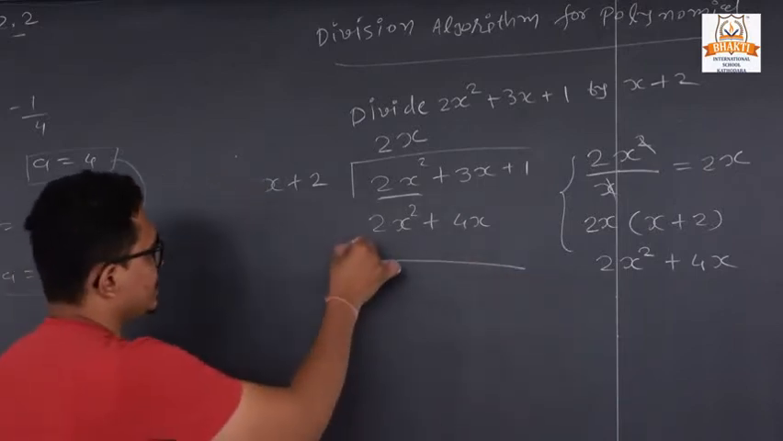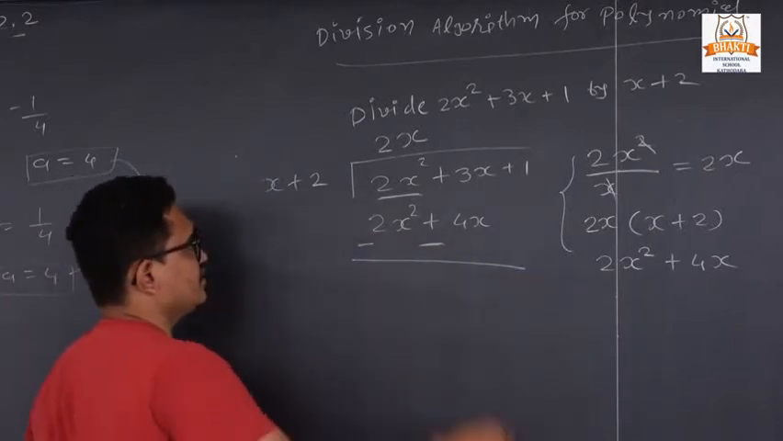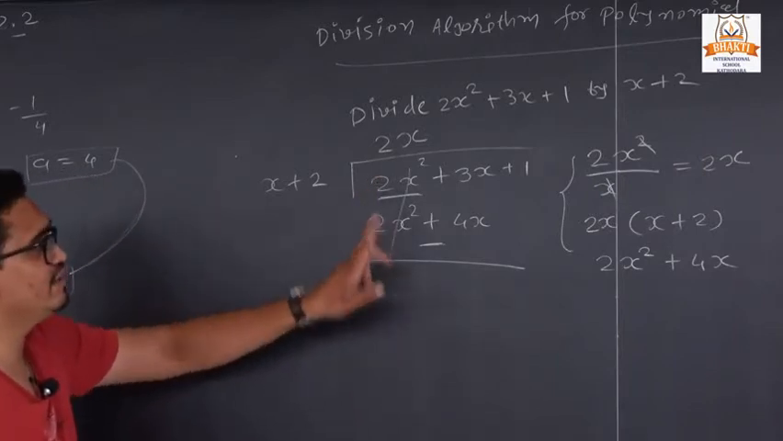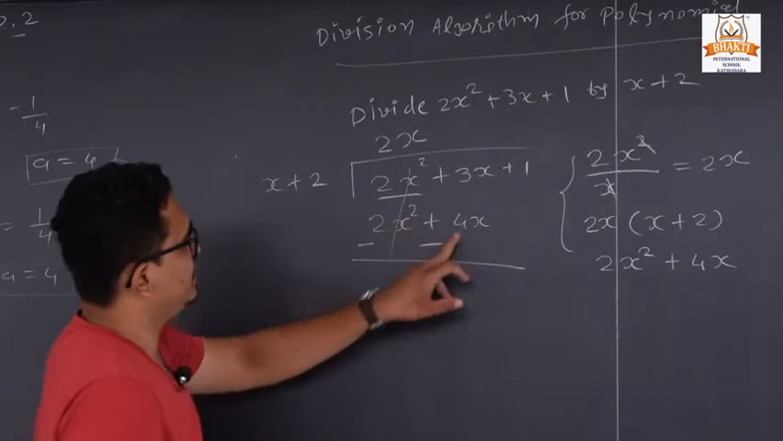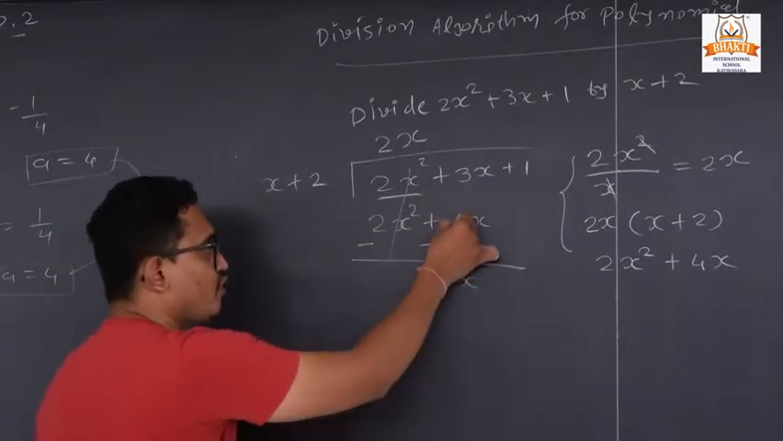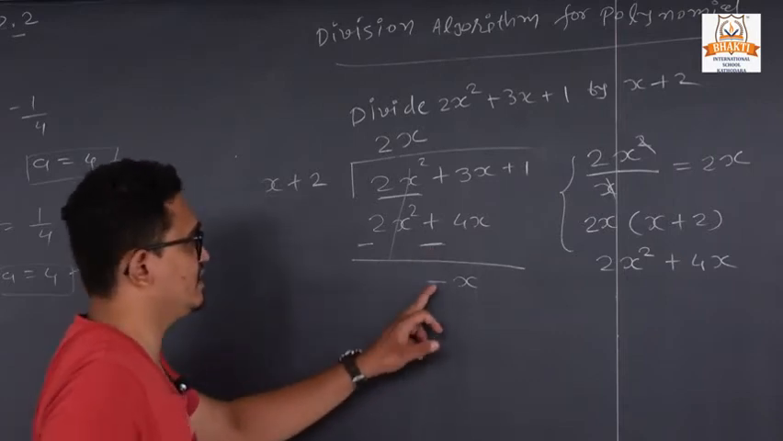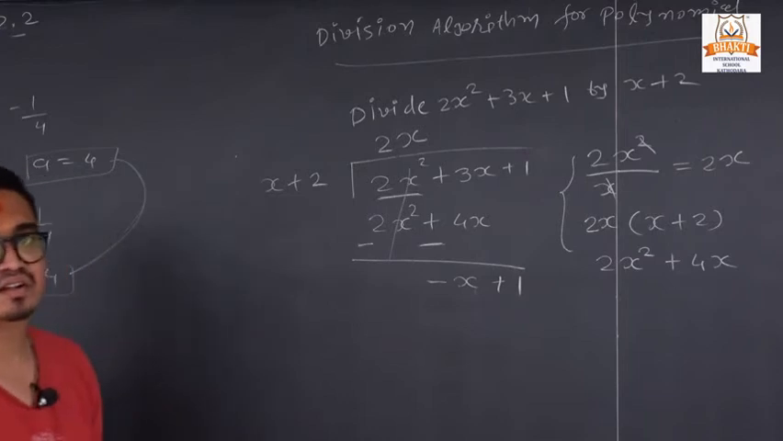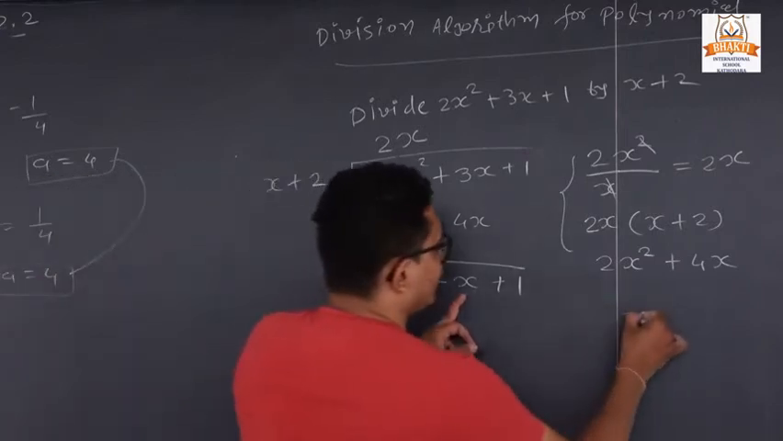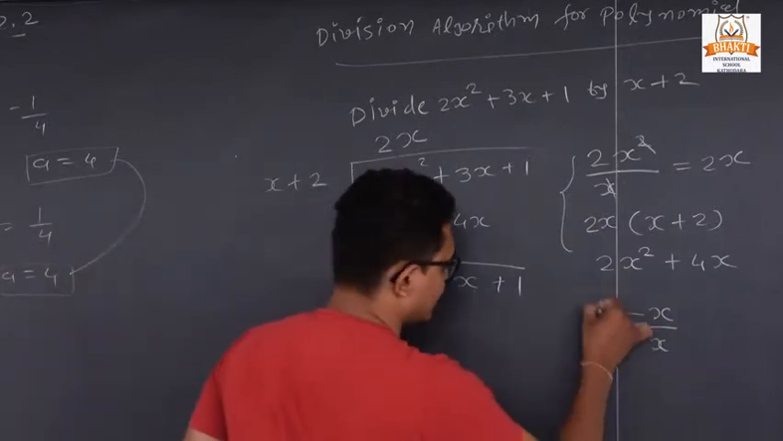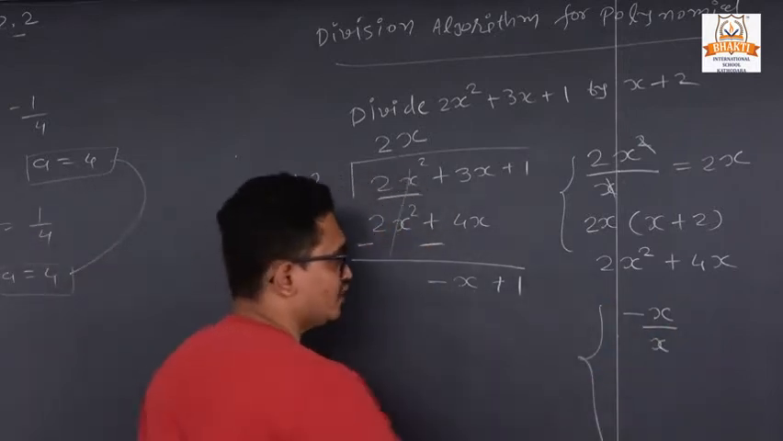Now the sign will be changed. So these both cancel because 2x square is plus and it is minus. So both will cancel. Plus minus, so once again it is minus, because 4 minus 3 is 1, but 4 is the greater number, so we put a minus sign. Then plus 1 will remain the same. Now once again minus x is divided by x. It is our second step. So these both cancel.